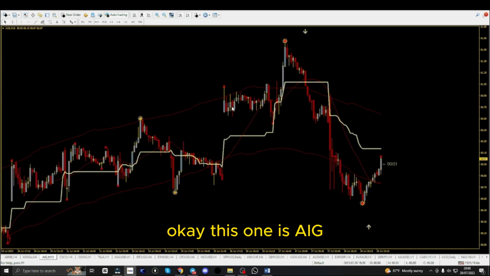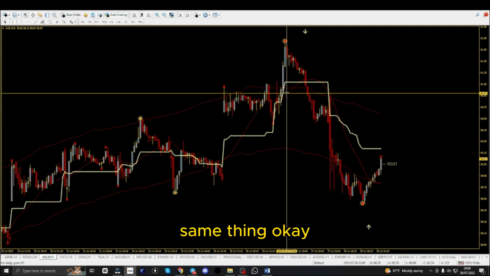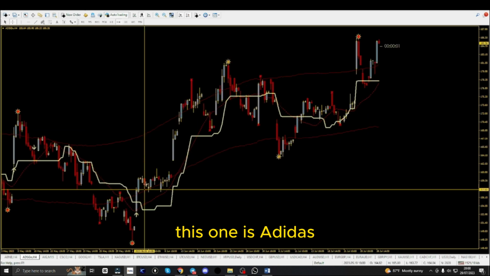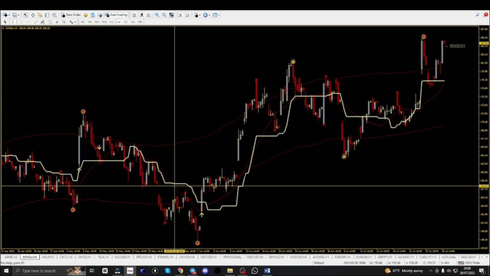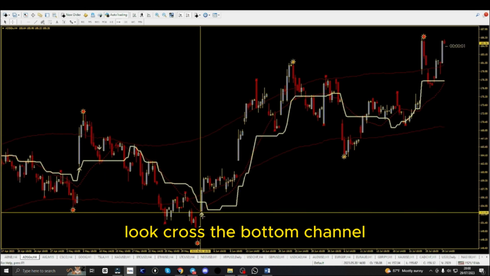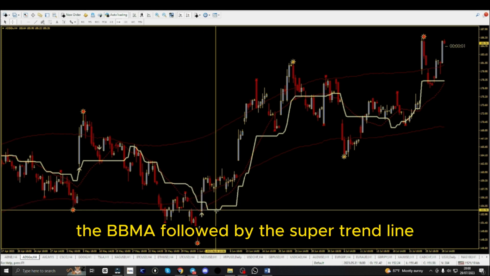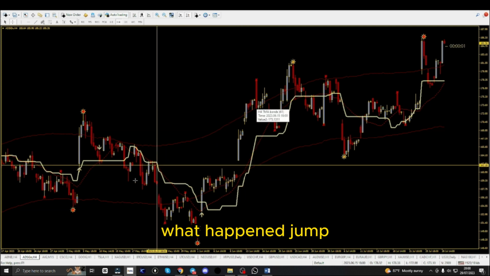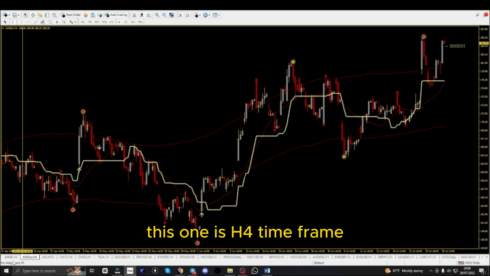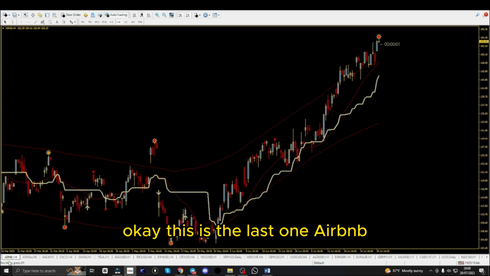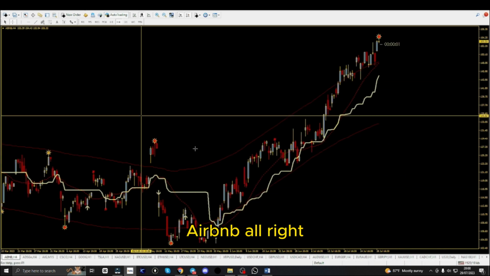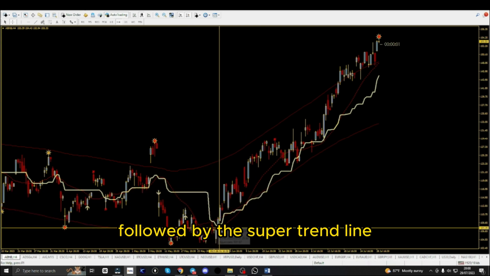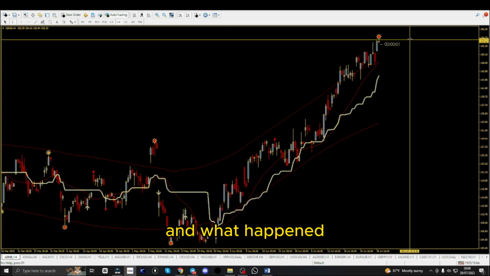Okay, this one is ARG, same thing. Okay, cross, bearish candle, drop. This one is Adidas. Look what happened. Look, cross the bottom channel, the BBMA, followed by the super trend line. Bearish candle, entry over here. What happened? Jump. This one is 4 hour time frame, Adidas. Okay, this is the last one, Airbnb. All right, the BBMA crossed the bottom channel, followed by the super trend line, the bullish candle, and what happened?